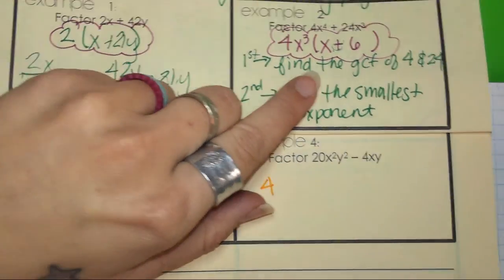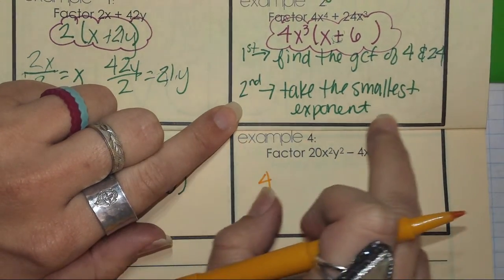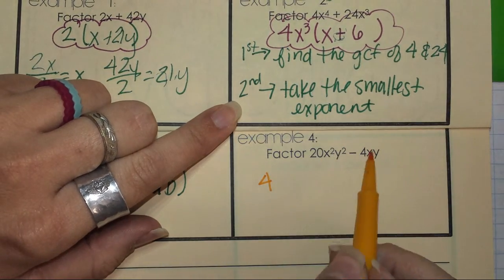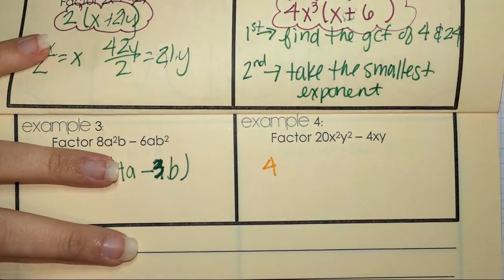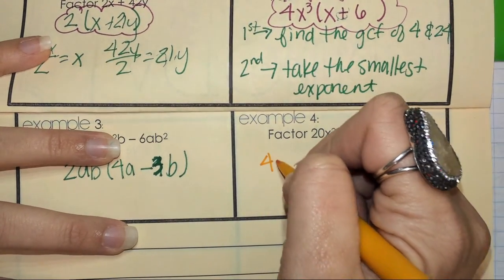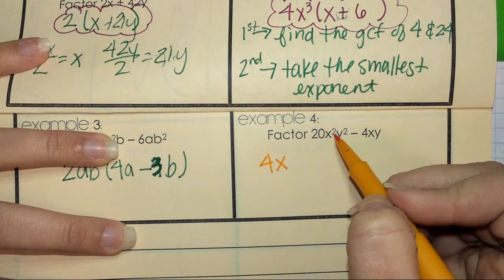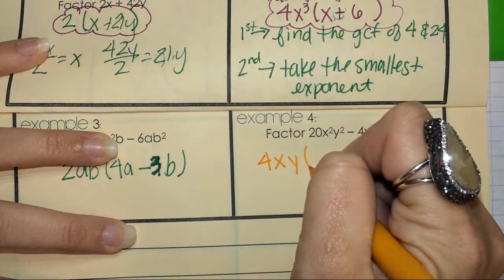Now, remember, first you find the GCF of 4 and 20. That's what we did right here. Then you take the smallest exponent. Now, do they have variables in common? Yes. They both have an x and a y, right? Okay, so what's smaller, 2 or 1 on our x's? 1. So we're going to take out 1x. What's smaller on our y's, 2 or 1? 1. So we're going to take out a y.